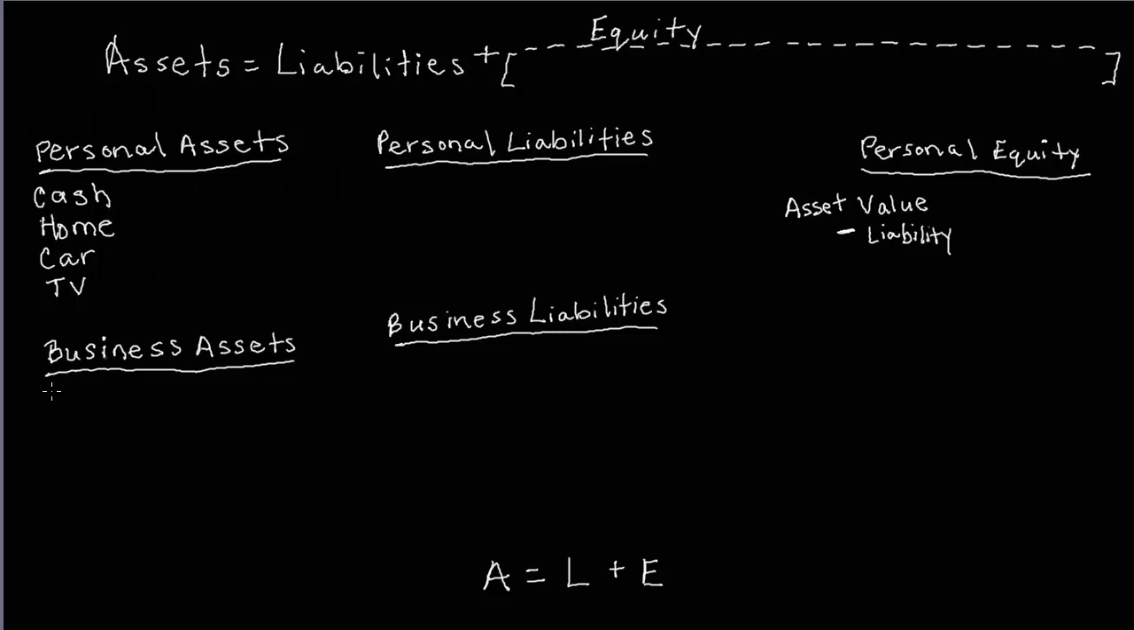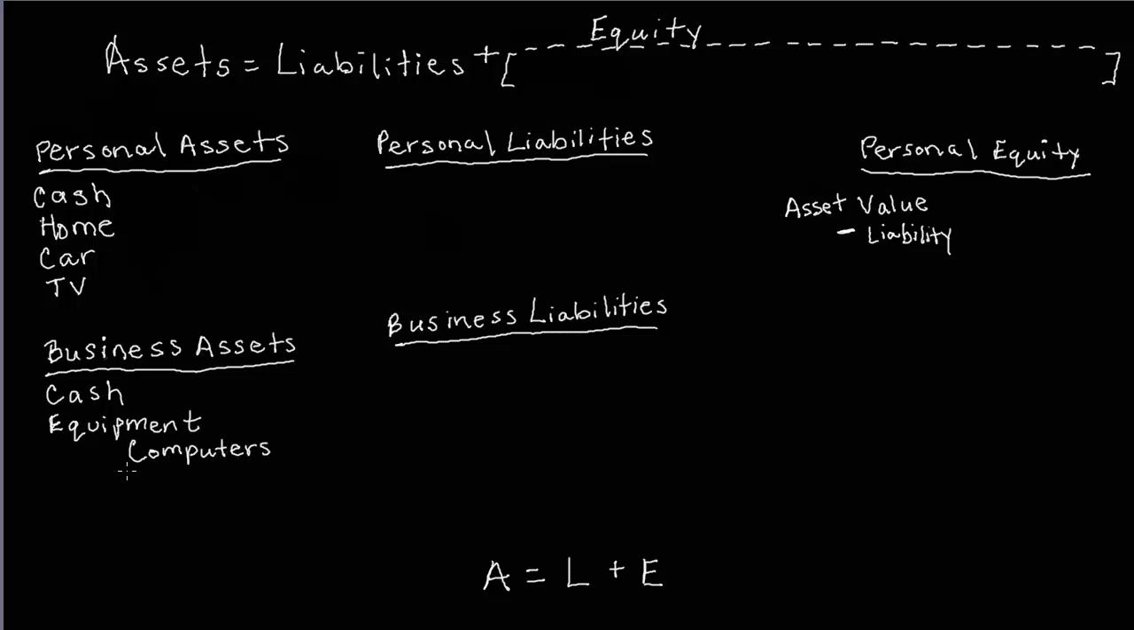And again, just as with personal assets, you have cash. Cash is king, right? Every business works on cash. Cash is the best asset that you have. A business is also going to have other things like equipment. And this equipment, depending on the type of business, could be different things. For example, almost any business nowadays is going to have computers. Computers are equipment, they're resources that you own that have value.